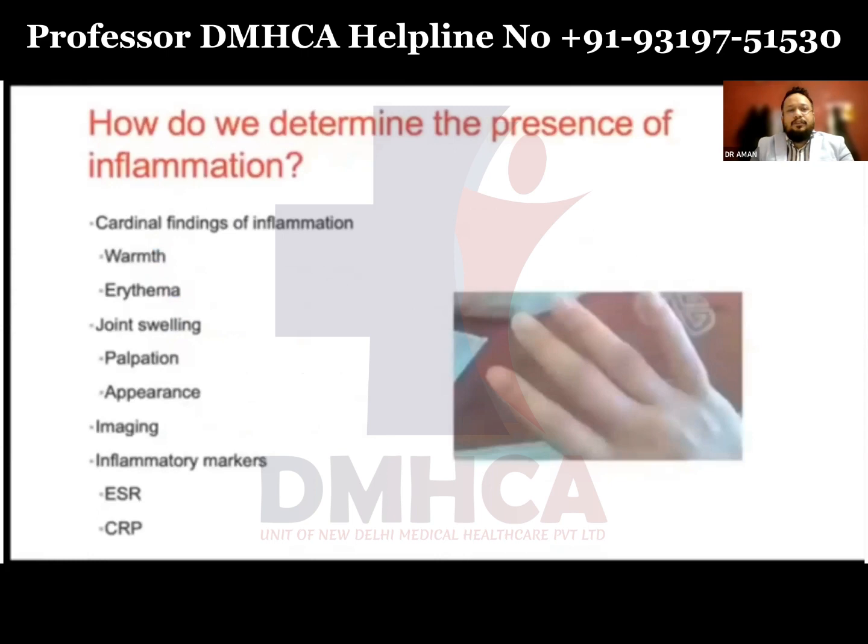So how do we determine the presence of inflammation? How do you check for inflammation here? The cardinal signs of inflammation are warmth, erythema, joint swelling, palpation, appearance, imaging, and inflammatory markers, ESR and CRP. You can check for warmth, erythema, palpate the joints, check the appearance of the joints, then do X-ray, imaging, MRI, CT scan. Then you can also check the lab investigations of the inflammatory markers. What are the inflammatory markers in pathology lab investigation? It is the ESR and the CRP.